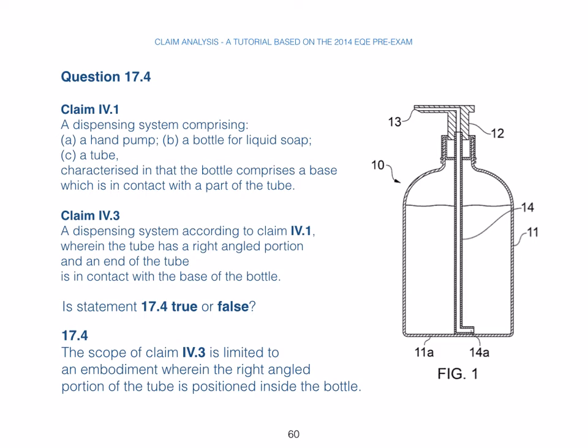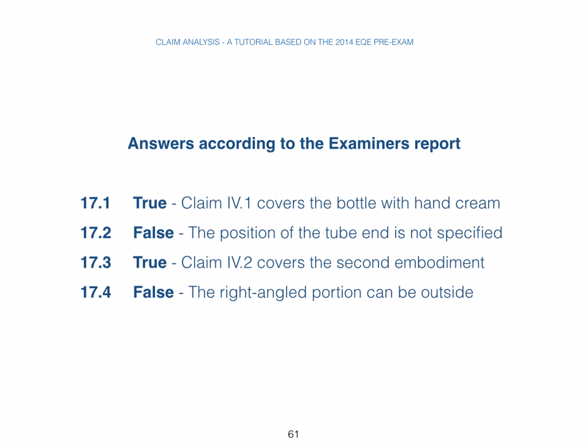You have to make up your mind and decide whether the statement is true, whether claim 4.3 is limited to an embodiment wherein the right-angled portion of the tube is positioned inside the bottle, true or false, and we'll go to the examiner's answers.